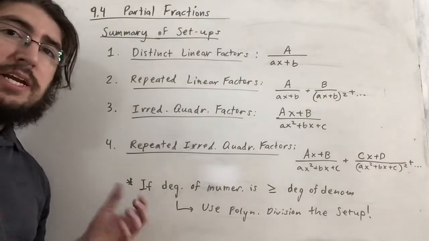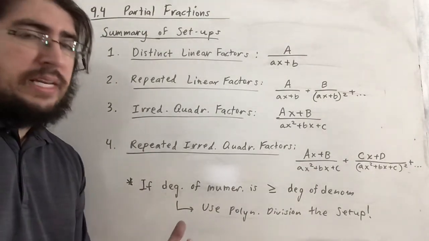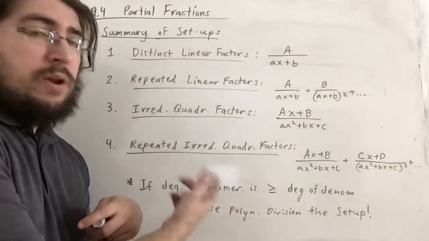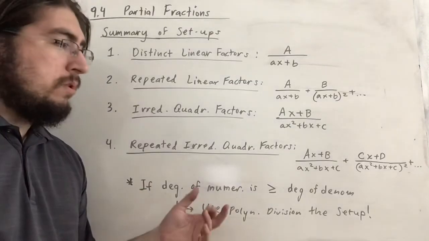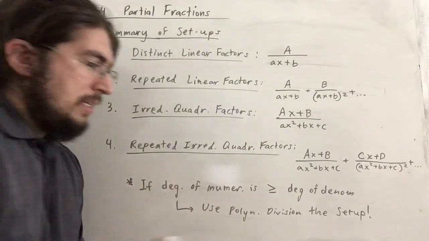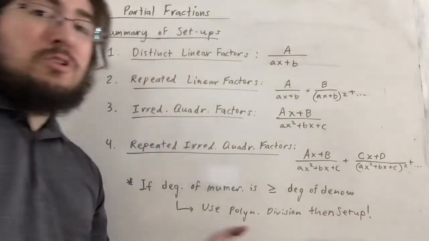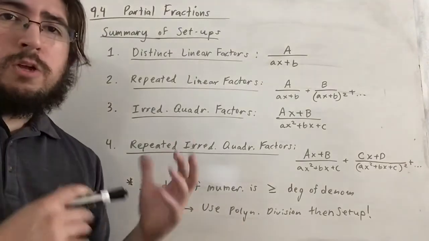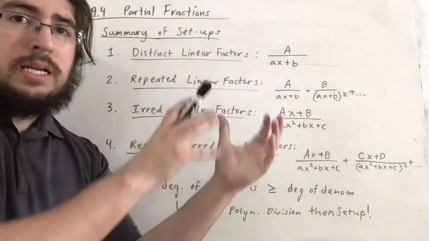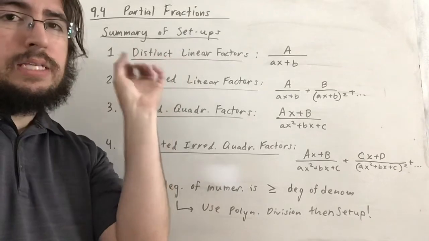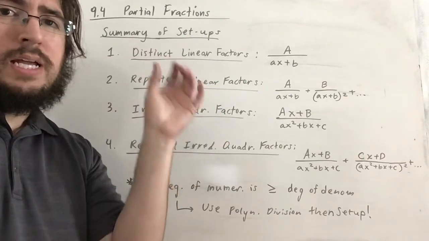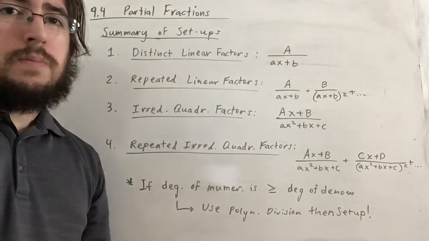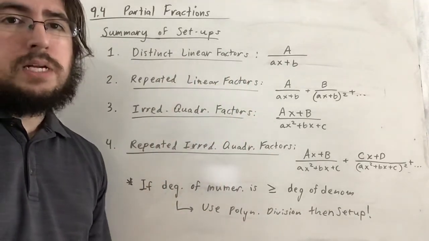And then finally, it's not really a setup, but it's something you sometimes need. If the degree of the numerator is greater than or equal to the degree of the denominator, you must use polynomial division, and then use one of these setups depending on the case. Because after you use this division, you'll have a polynomial plus another fraction whose numerator has a smaller degree than the denominator, the remainder of that division, and then these setups are applicable.